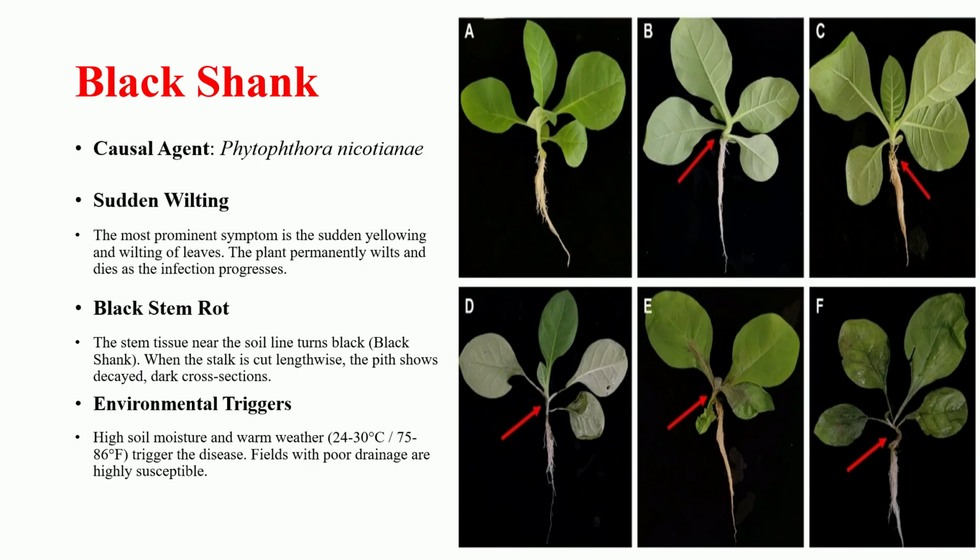The first disease is black shank. It causes sudden wilting. The most prominent symptom is the sudden yellowing and wilting of leaves. The plant permanently wilts and dies as the infection progresses. The stem tissue near the soil line turns black. When the stalk is cut lengthwise, the pith shows decayed, dark cross sections.